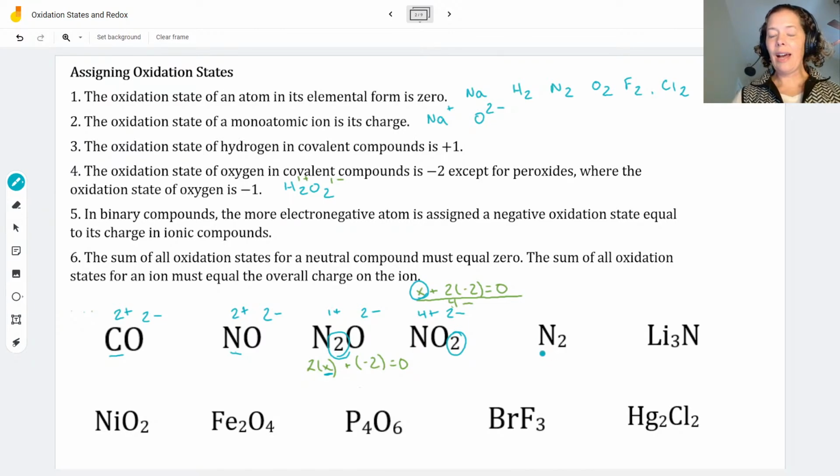Again, you can see if you plug in +4 into this expression, you get a true algebraic expression. All right, now, this one, N2, I put it in as a trick because what did I write up here? N2 is nitrogen in its elemental form. That means the oxidation state here is 0. So I don't even have to do any math, no algebra. And that is the elemental form of nitrogen, so its oxidation state is 0.